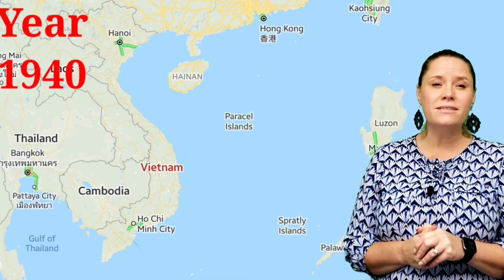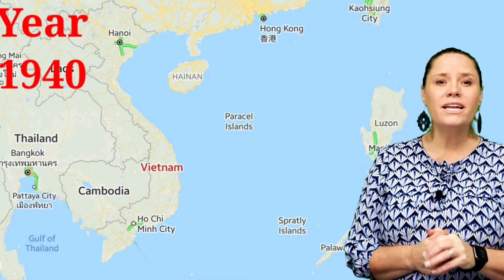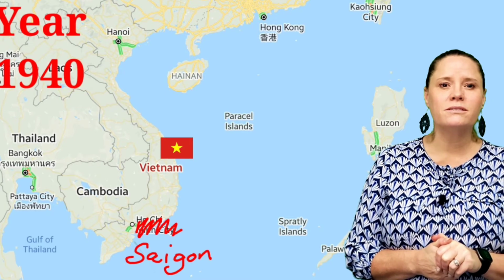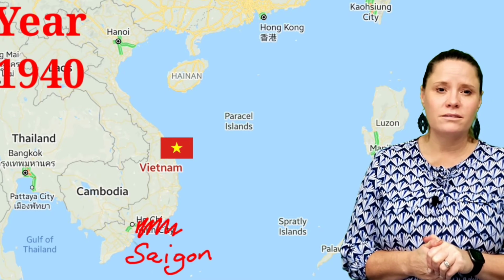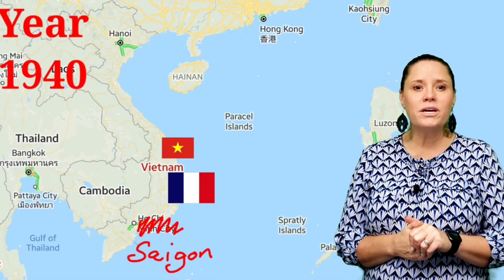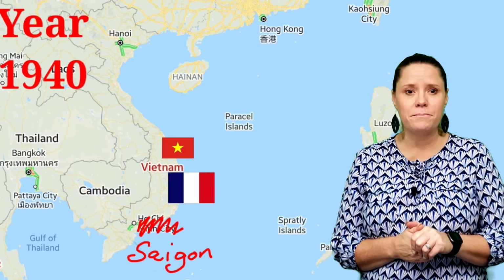Vietnam's territory basically looked the same, but it had some features that were different. First, the current city of Ho Chi Minh City was known as Saigon. Another notable difference, the French were basically in charge. They had been colonizing Vietnam for quite some time.